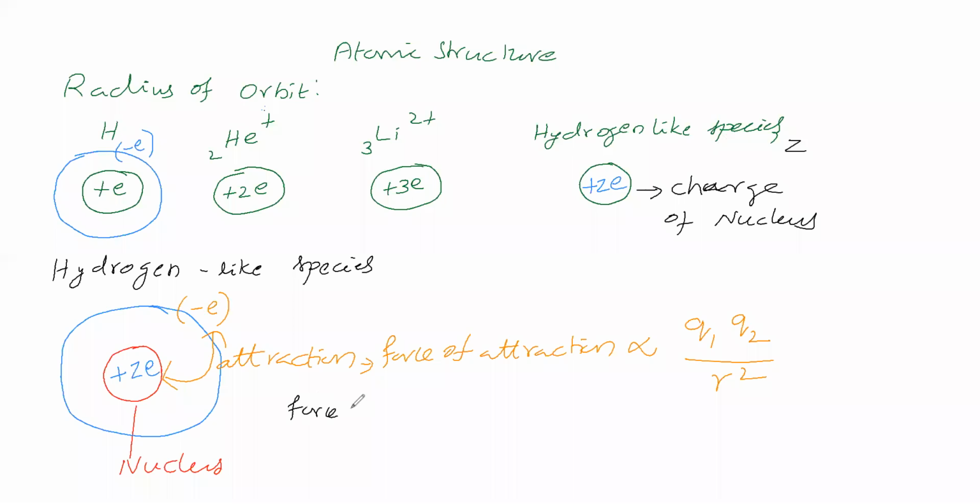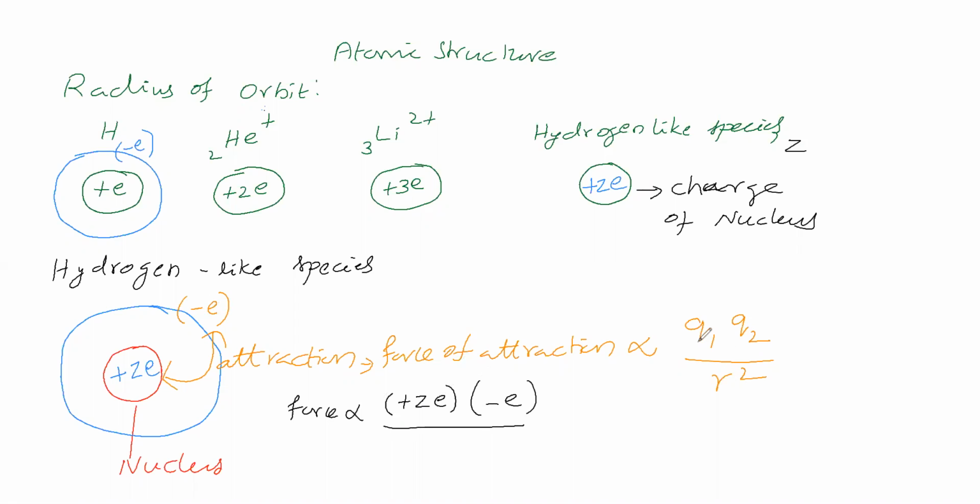So this force is directly proportional to Q1. Q1 is called a charge of one body. Here one body means nucleus. Nucleus charge is how much? Plus Ze. That we will substitute. Q2 is called a charge of another body. Another body is the electron. Its charge is how much? Minus e. Minus e is the charge by R.